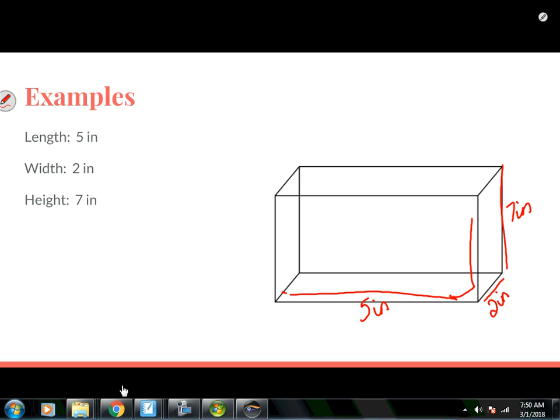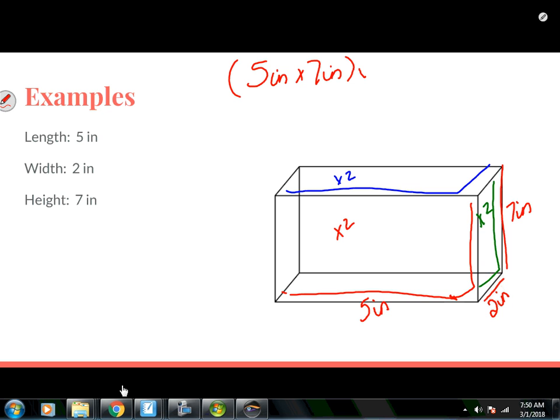Okay, so we want to know what this one is. This times 2. And this one as well. All of these times 2. Okay, so let's look at what's in our red. We have our length times our height. We have 5 inches times 7 inches. All of that times 2.